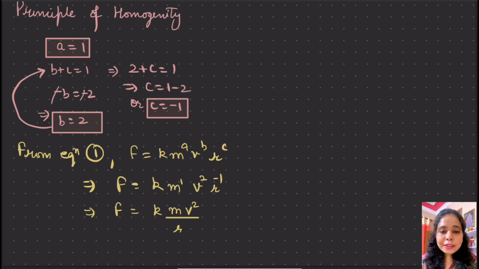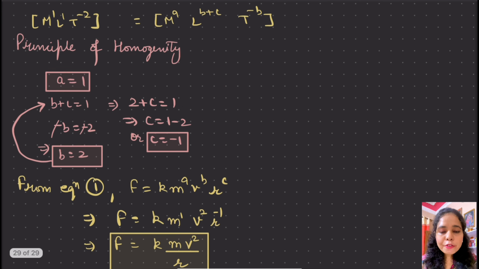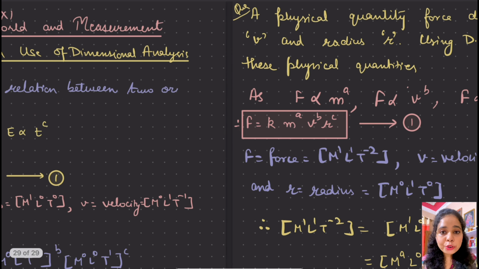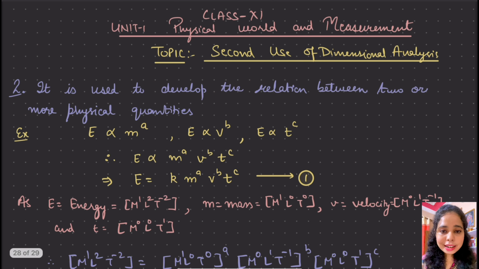So this is the formula for the force, and we know that F is equal to mv square upon r is the formula for the centripetal force. So we have developed the formula for the force with the help of dimensional analysis. I hope you have understood all this concept.